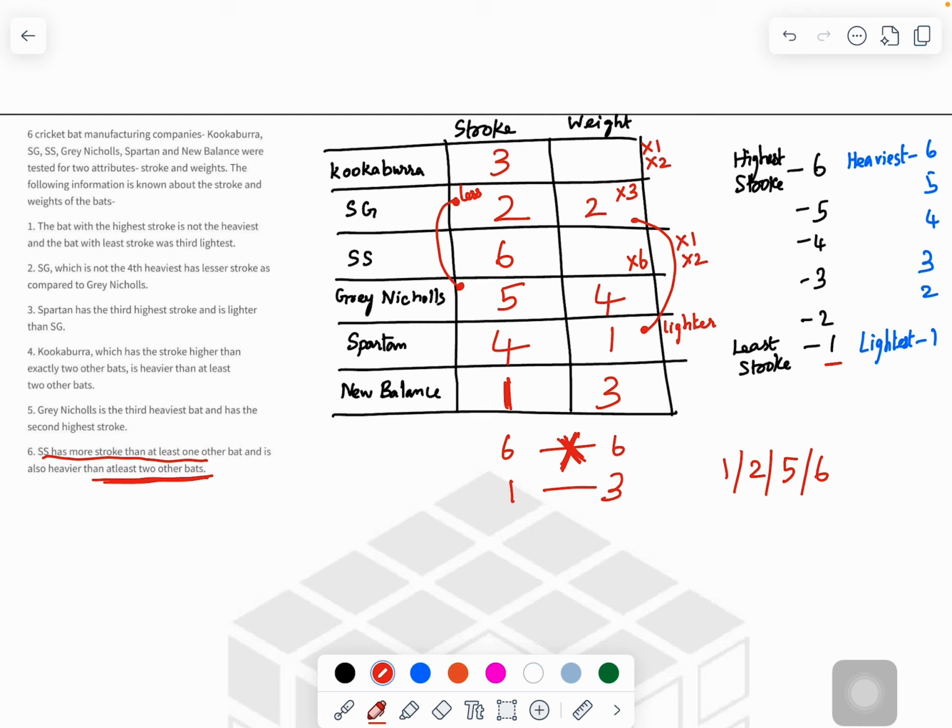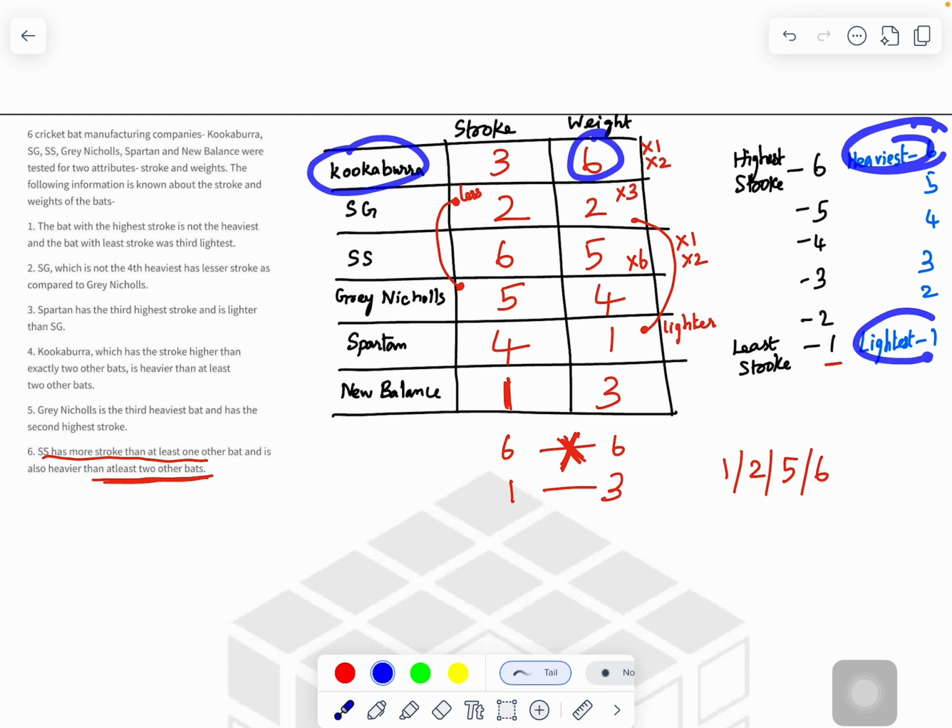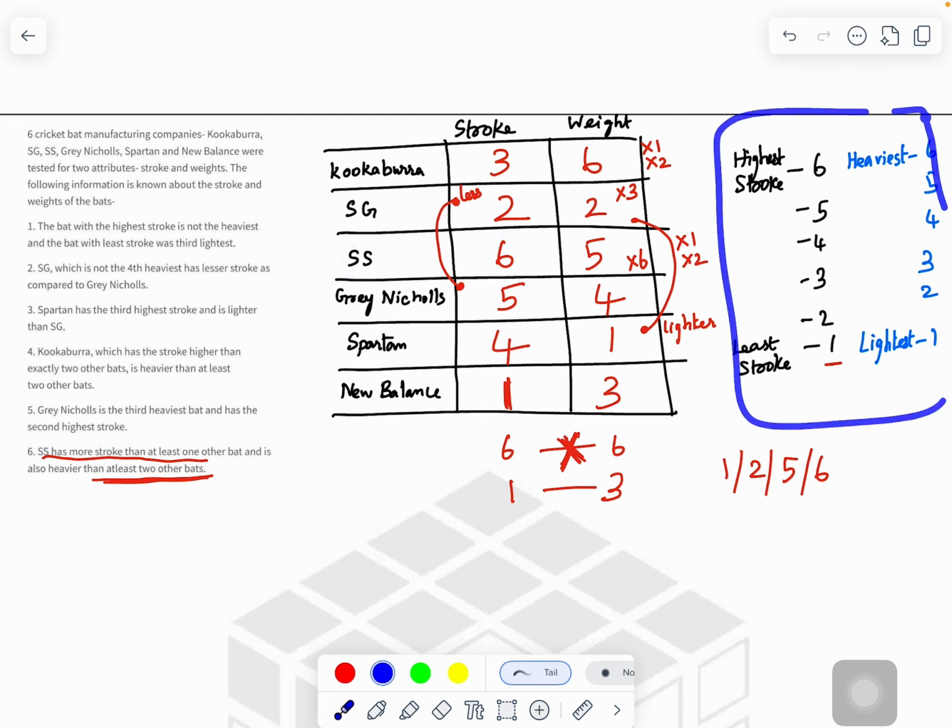Now, what are the two numbers pending? Only 5 and 6. Here 6 cannot come. Therefore, this has to be 5 and this has to be 6. So, now, which is the heaviest bat? Number 6. Kookaburra is the heaviest bat, number 6. Which is the lightest bat? Number 1. Spartan is the lightest bat, number 1. Which bat has the highest stroke? Number 6. SS has. Which has the least stroke? New Balance, 1. So this way, by defining what 1, 2, 3, 4, 5, 6 mean and placing them here, we are able to fill this particular table.